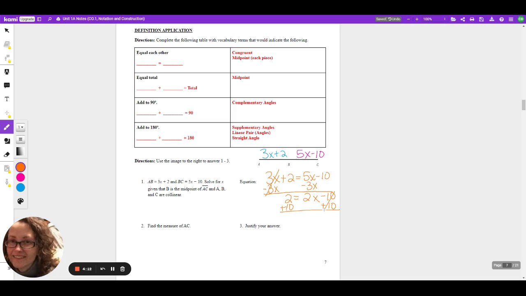The 10's cancel, and I get 2x equals 12. And then I want to go ahead and divide here by 2 because right now there is a multiplying by 2 there. So I'm going to go ahead and divide by 2 on both sides. And finally we get x equals 6.